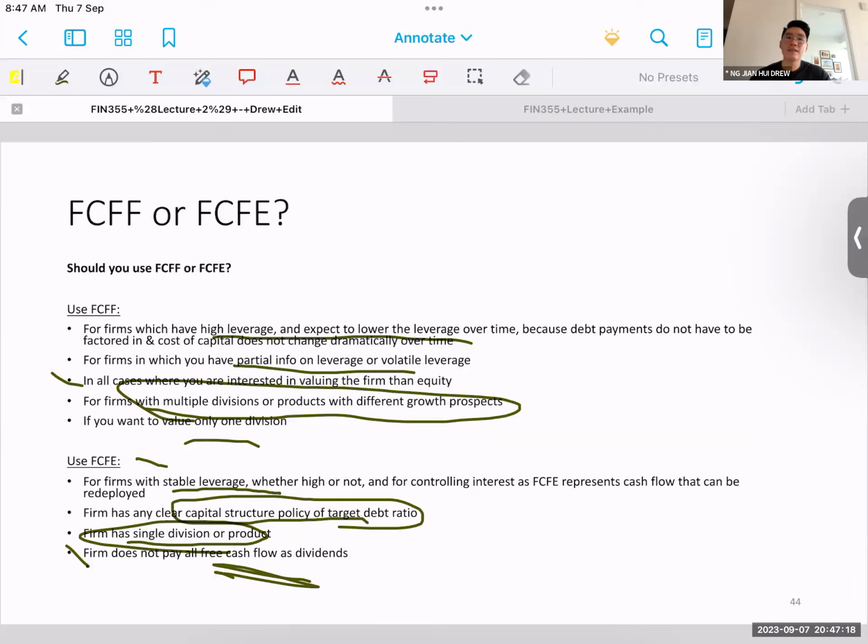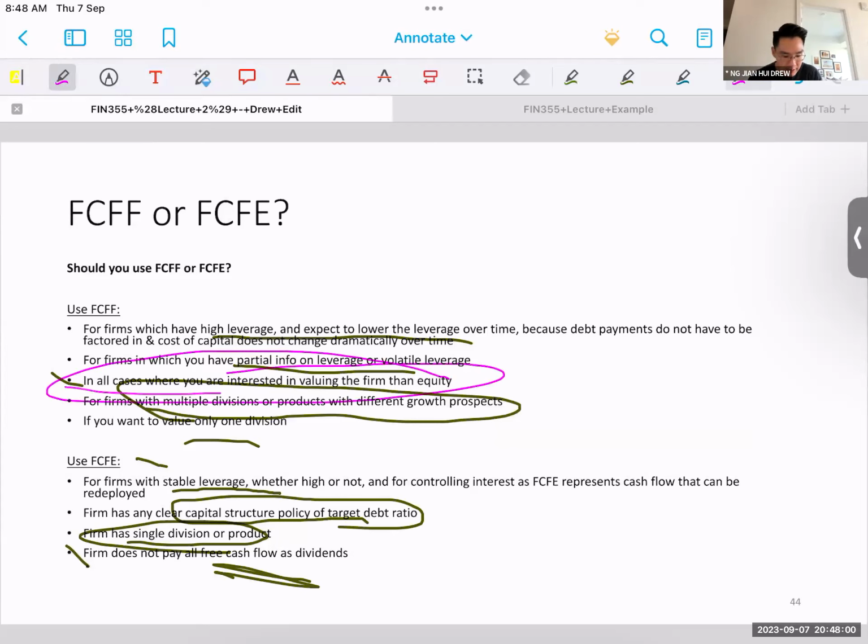Now, it really depends on what the purpose of the valuation is, right? If your purpose is that you are a private investor, you want to invest in the firm, you're going to put in money, and once you put in money, you become a shareholder. If you're a shareholder, you're actually interested in more of the FCFE, because you're more interested in the equity component. So that's where you use the FCFE instead.